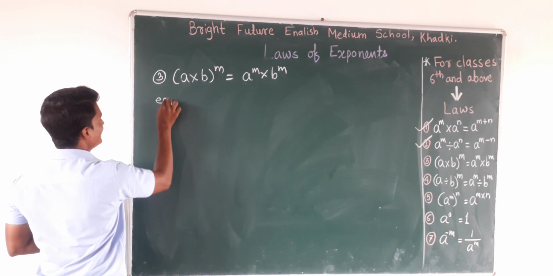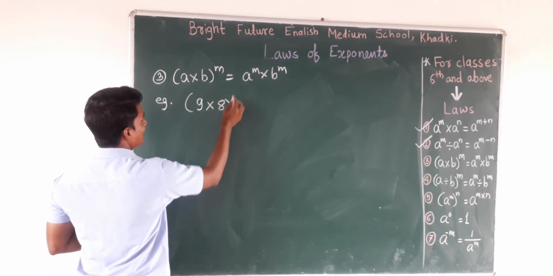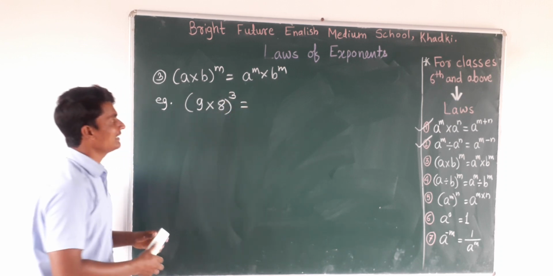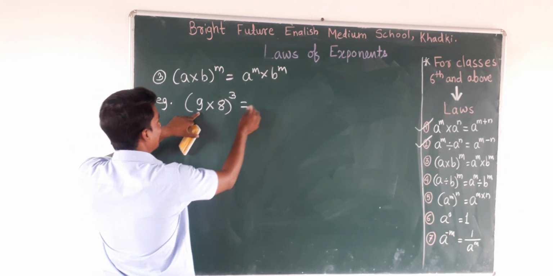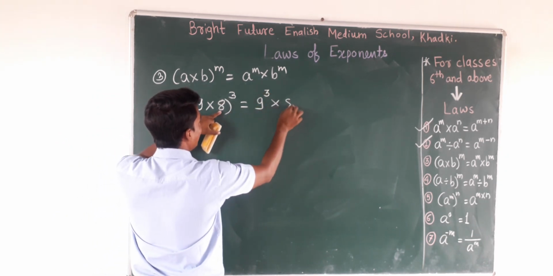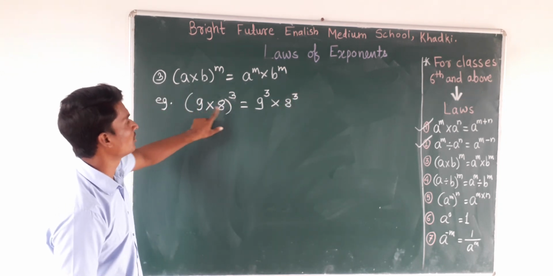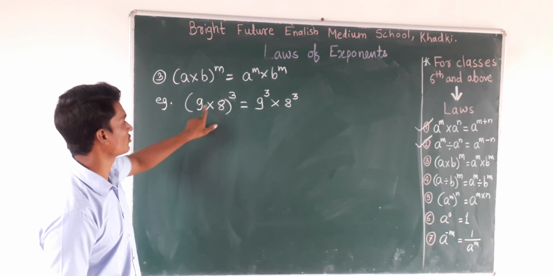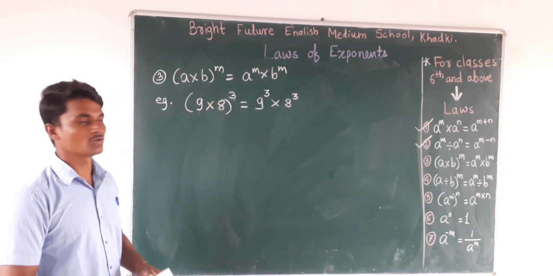For example, see, suppose (9 multiplied by 8) raised to power 3. That means we can write it this way: 9 raised to 3 multiplied by 8 raised to 3. This is a common power of both the numbers. a and b are different numbers, so 9 and 8 are different numbers. So this power goes to 9 also and this power goes to 8 also.